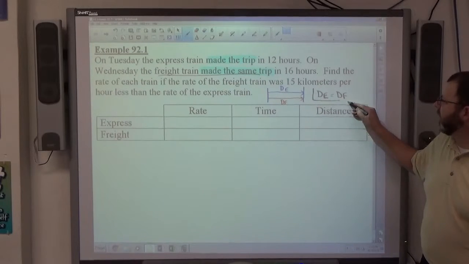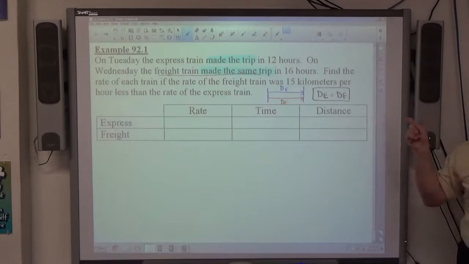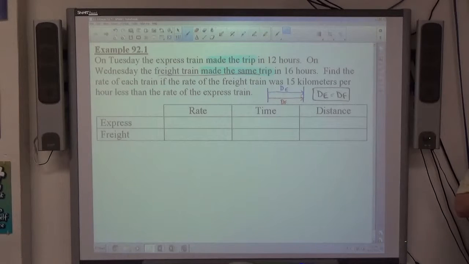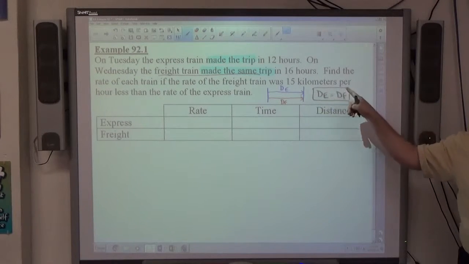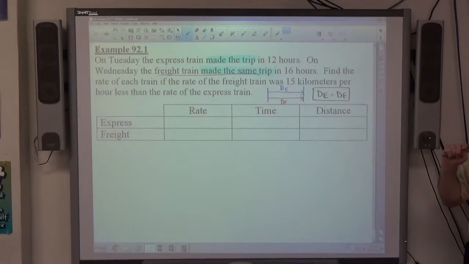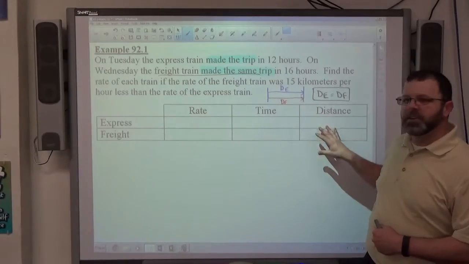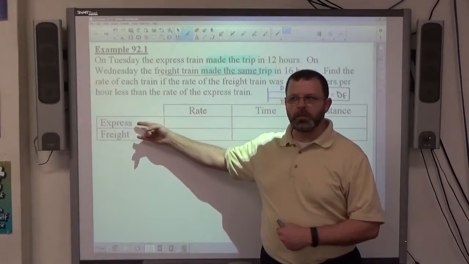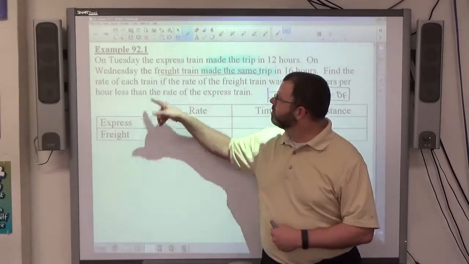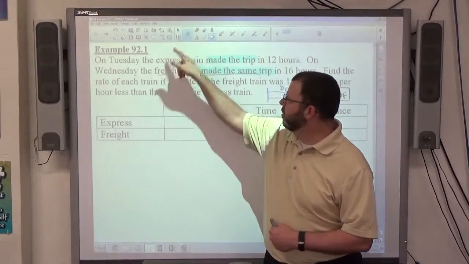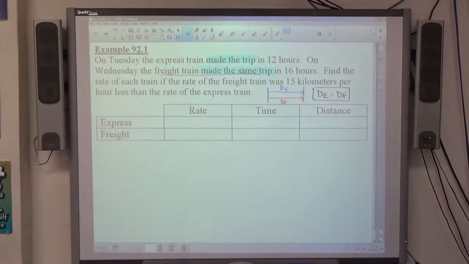Every problem you get as of right now, before we get to lesson 94, is going to be that scenario. The distances are going to be equal to each other. There's different ways to make distances equal to each other. That's one of them, where people make the same trip. I want to see the picture. I want to see the distance relationship. Now, you can see here I've made this chart. Rate, time, and distance are the columns, and the horizontal categories are express and freight, because those are the two things happening in this problem, right? We have an express train and a freight train that are going places.